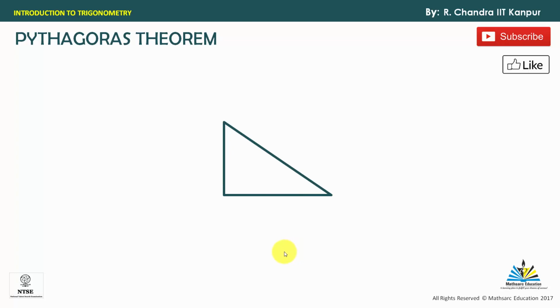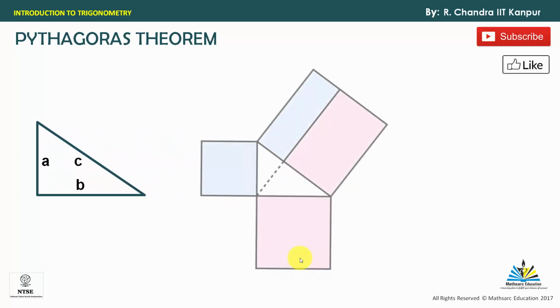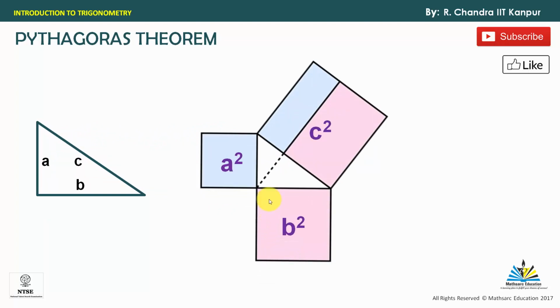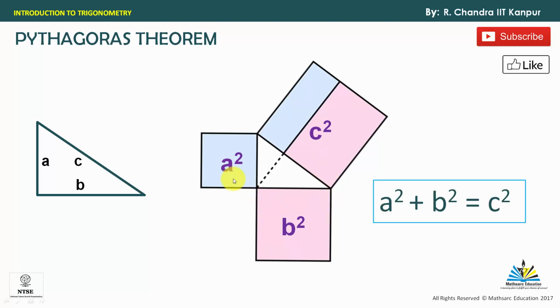And if we talk about right angle triangles, then there is the Pythagoras theorem which relates the sides of a right angle triangle. Let's say this side length is A, this is B length and this one is C length. Then we have the Pythagoras theorem as A square plus B square is equal to C square. As you can see, this area is equal to this much area and this area is equal to this much area. So A square plus B square equal to C square is the Pythagoras theorem.